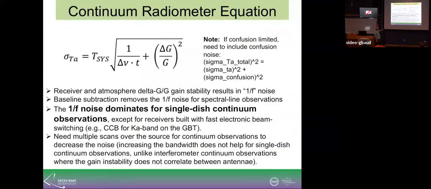So this dominates basically for single dish, unless you build a specific type of back end. And we do have that. The Caltech Continuum back end for the Ka band receiver has a very fast switch. I'm not sure if we've talked about Dicke switching. No? Okay, we didn't talk about that. That's in general radio astronomy. You could have two horns and switch really fast between them, and that allows you to basically mitigate this effect.